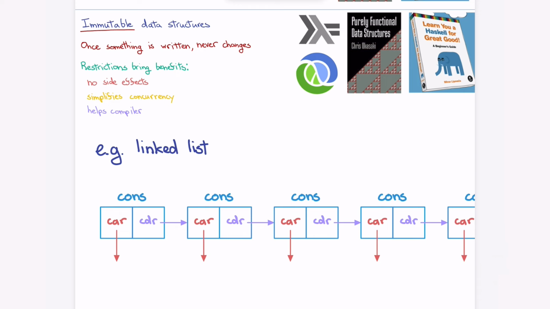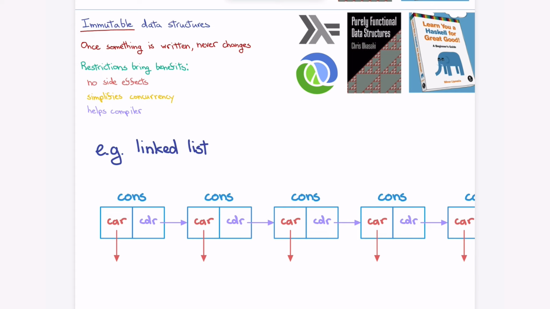So in Lisp, a linked list node is called a cons cell. You have a car that points to some piece of data, your number, your name, whatever the data is, and then a pointer to the next cons cell that's called the cdr. And if I want to add something to the front of the linked list, I just make a new cons cell that points to the top of the previous one with a new piece of data.